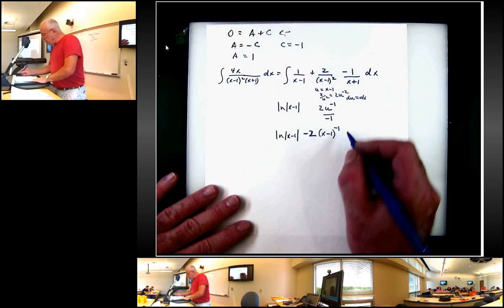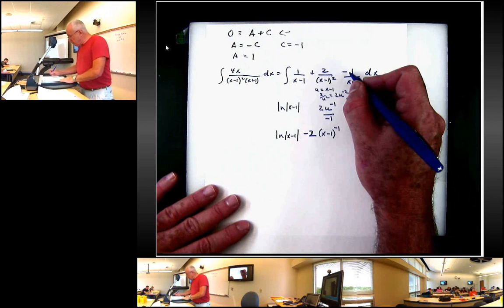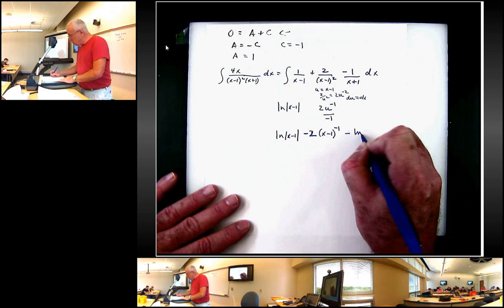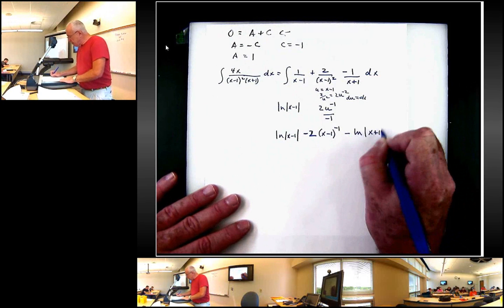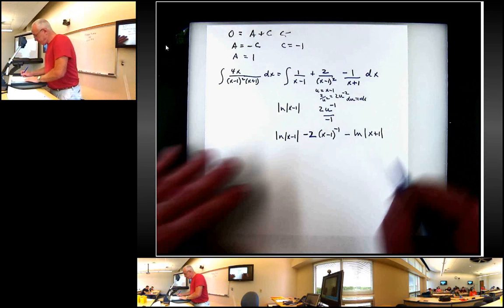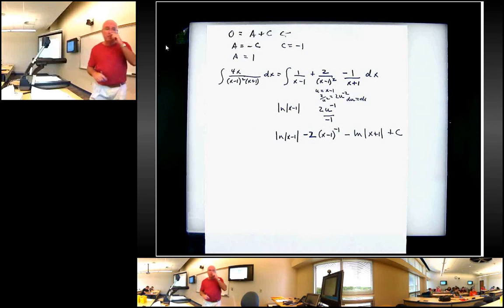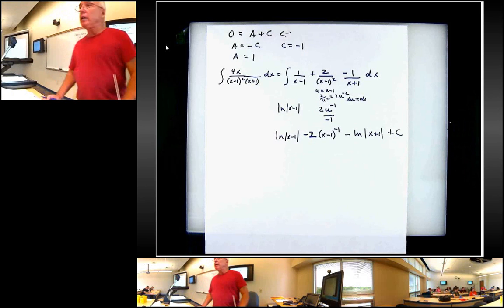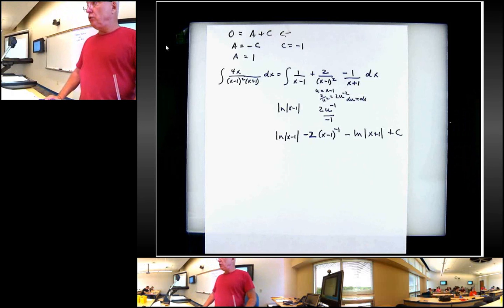And then our third one is another natural log. Now notice it's a minus natural log. This time it's the absolute value of x plus 1 and plus c. So we end up with 3 fairly easy antiderivatives to get by doing the partial fraction.